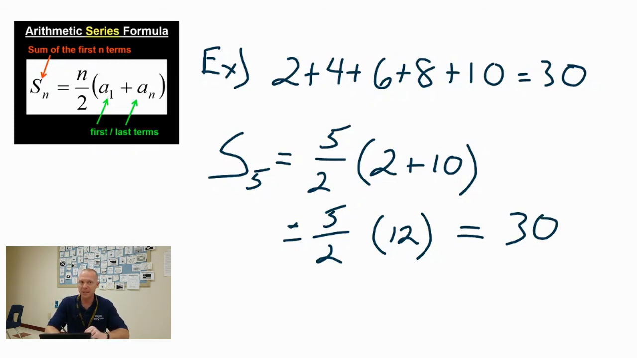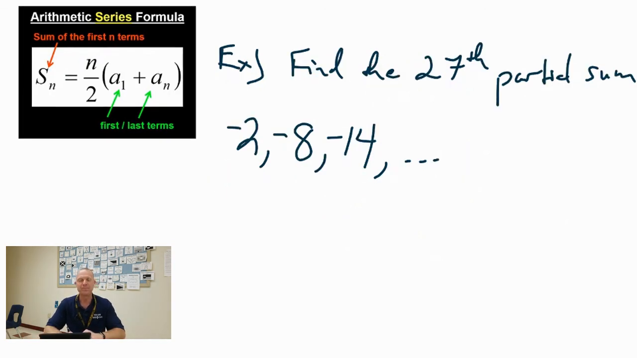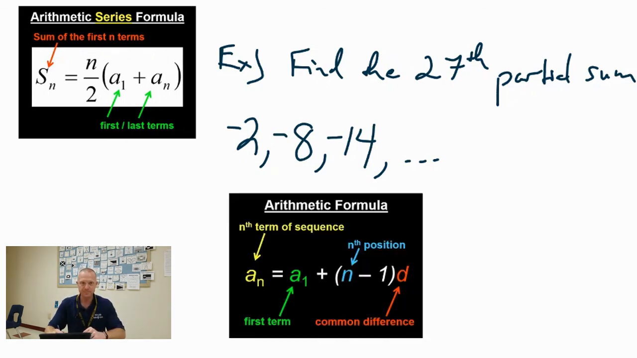And where this formula really excels is if I have a lot of numbers, like what we would typically call a partial sum. If I ask you to add the 27th partial sum, that's just fancy talk for add up the first 27 numbers represented by this sequence, where we go from -2 to -8 to -14. Wait a minute. Yeah, you're right. I don't want to add 27 numbers together, but I also don't know what the 27th number is. Uh-oh. Wait, the 27th number. Oh, that's going to be the nth number, the arithmetic formula.